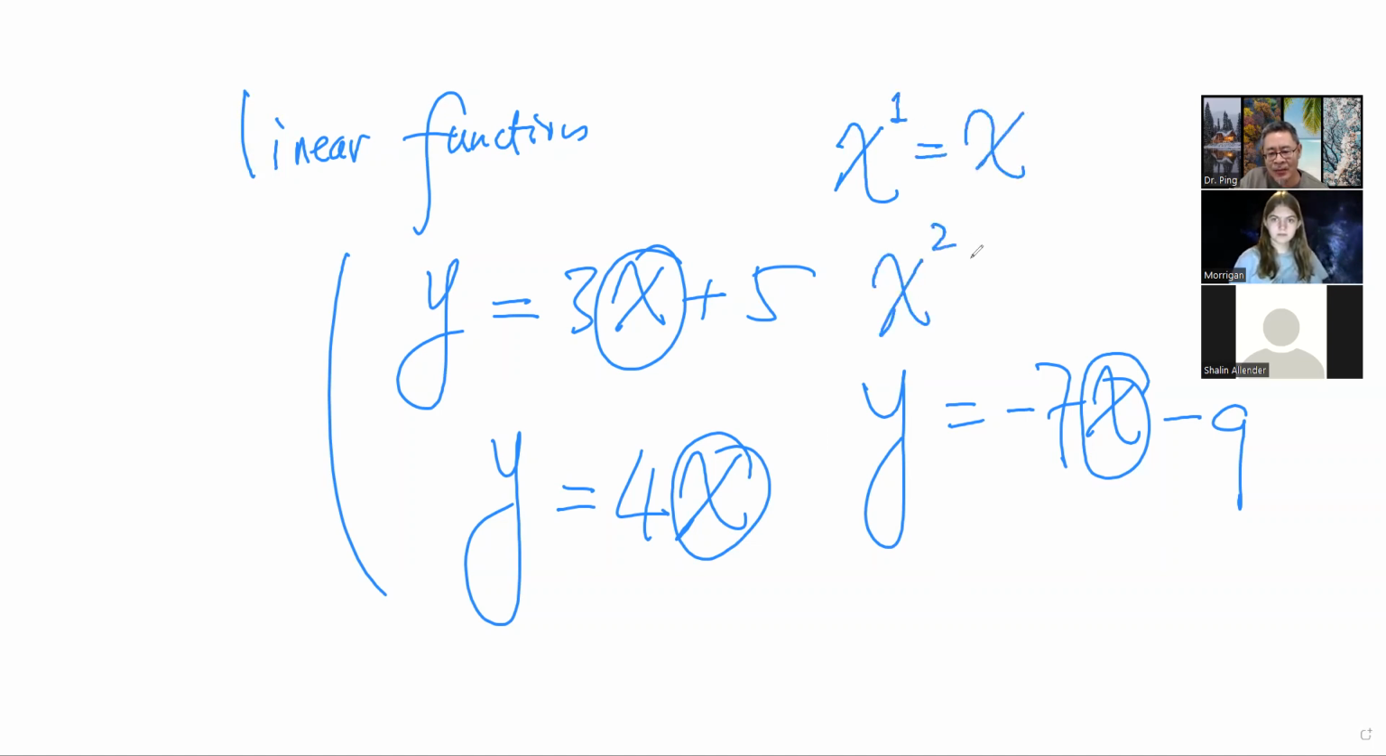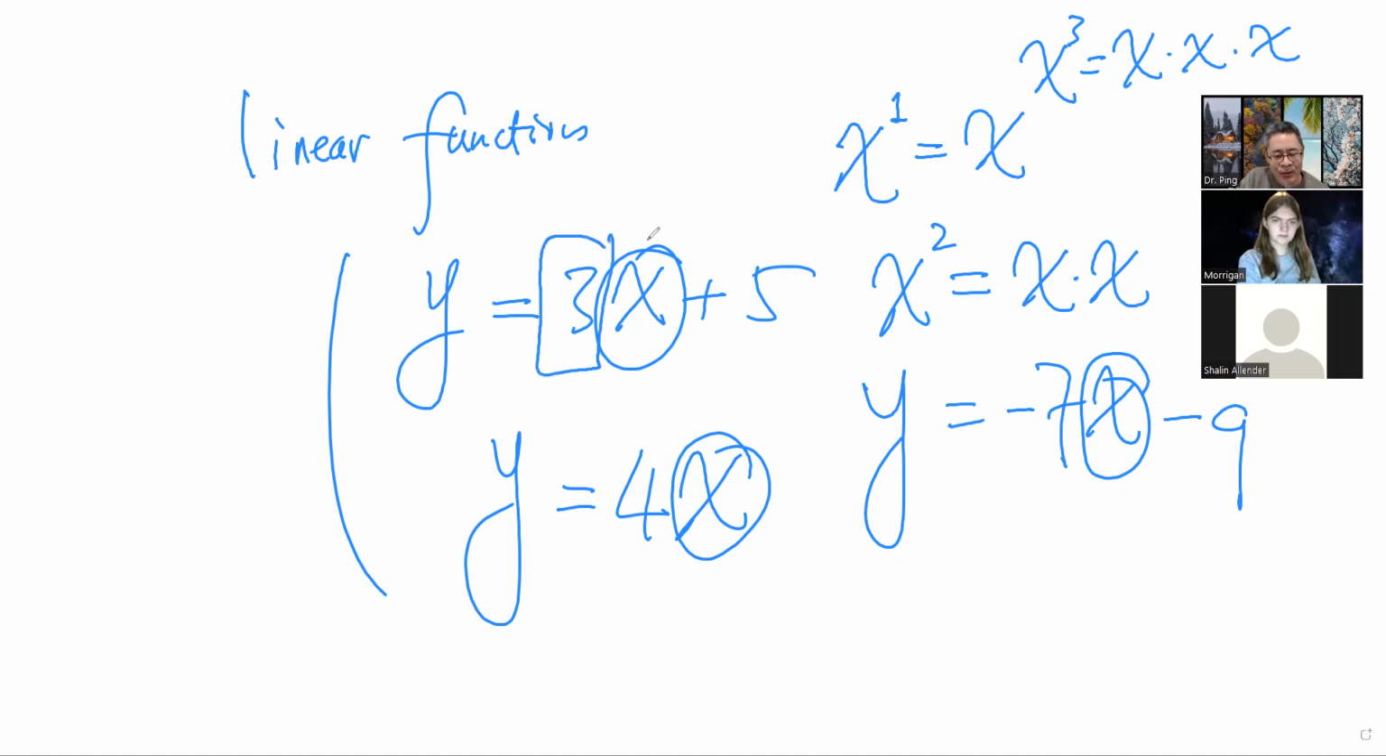Then x to the second power means 2 x's multiplying, and x to the third power means 3 x's multiplying. So that's called an exponent. But here we only see x at first order. This is called first order. And then we see there are two constants. One is in front of x, which is basically times x, and this one is called the coefficient. Another constant here is a number, we just call it the constant.